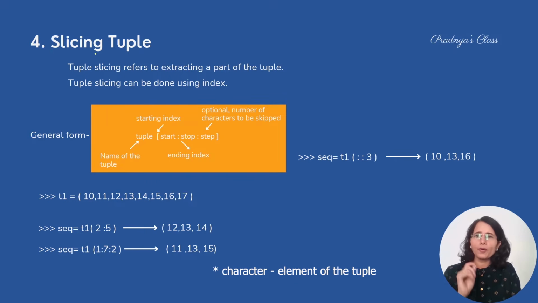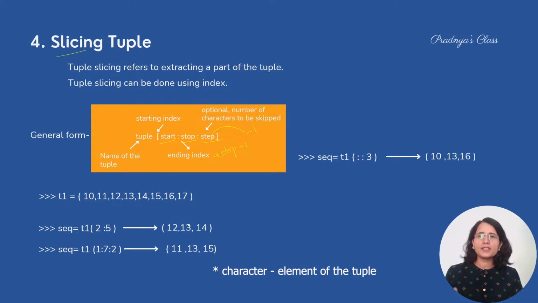The important operation that we are going to study now is slicing a tuple. Slicing means extracting a portion. You can see here it is also similar to list. So in square brackets we have to mention the starting index, then the ending index and the step. The ending index will always be stop -1, and the step is also step -1.